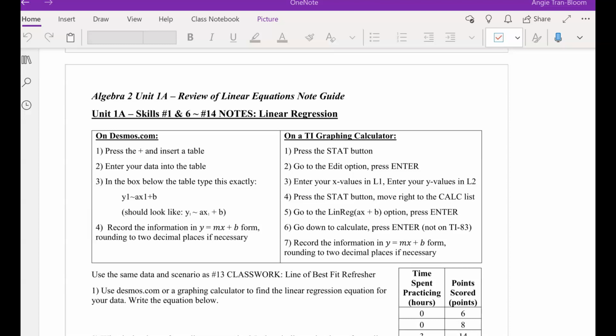It's called linear regression, okay? Linear regression meaning that we will use technology to come up with your line of best fit. I believe this is on page 10. Someone confirm that for me? Yes, okay, thank you. So go to page 10.